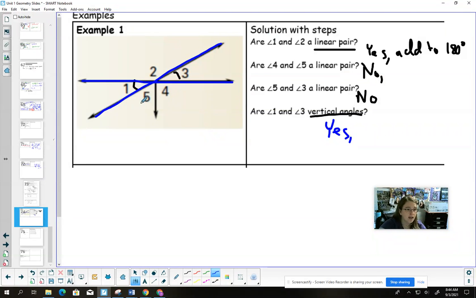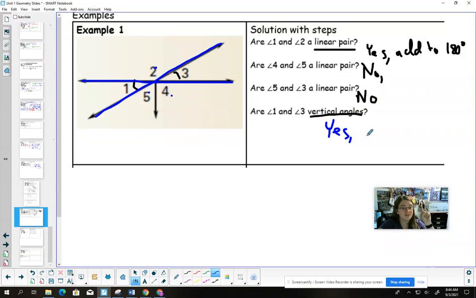Now I need to say here, though, that 5 and 2, or 4 and 2, are not vertical angles because of this funky line going down right here. It's only one X that we're looking at when we're talking about vertical angles and linear pairs. This line kind of throws stuff off, again, dealing with 2. 2 and 4, 2 and 5, those aren't vertical angles.